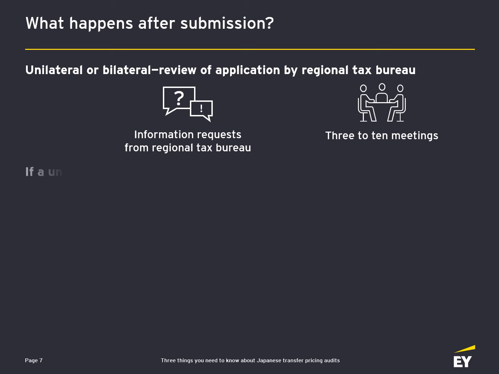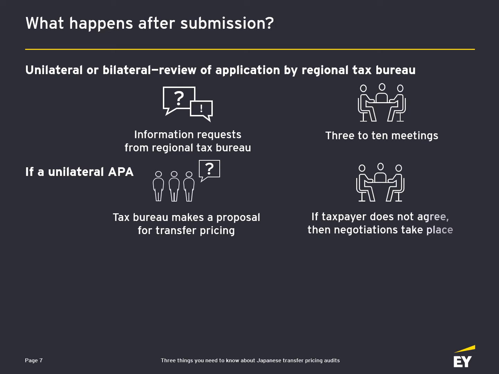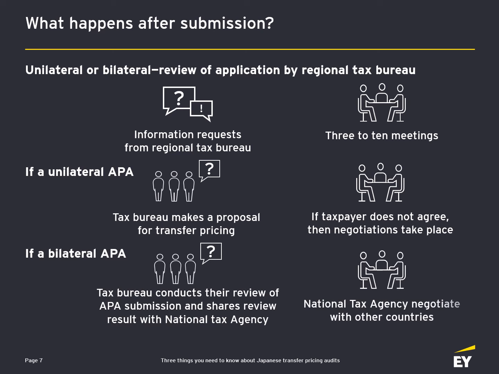In a unilateral APA, when the Tax Bureau has completed their review, they make a proposal for the transfer pricing, which often differs from the taxpayer's proposal. If the taxpayer does not agree with the Tax Bureau's proposal, then taxpayers negotiate their case. This is done by providing additional information to explain their position in further meetings. In a bilateral APA, once the Tax Bureau has completed their review, the case moves to the National Tax Agency, which conducts the negotiations with the other countries.